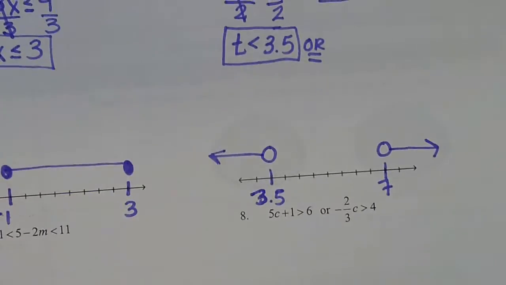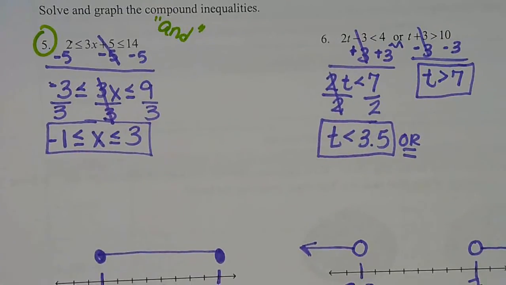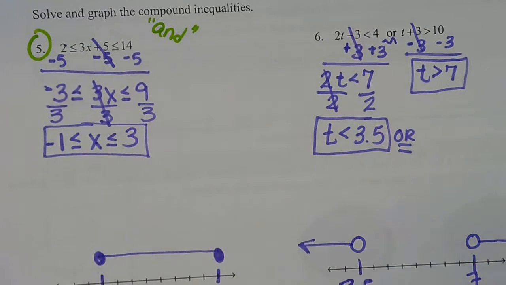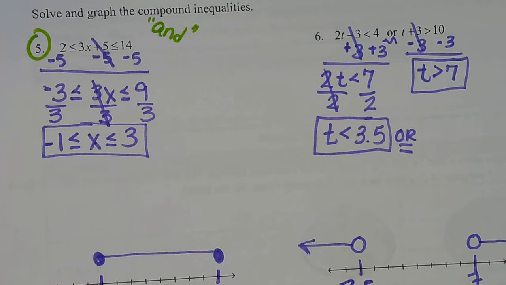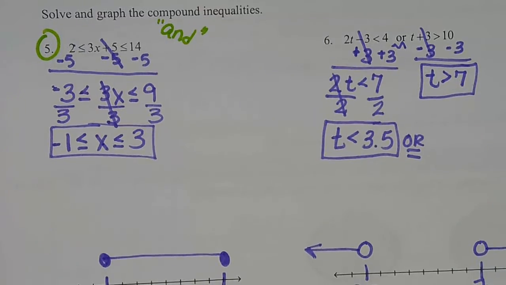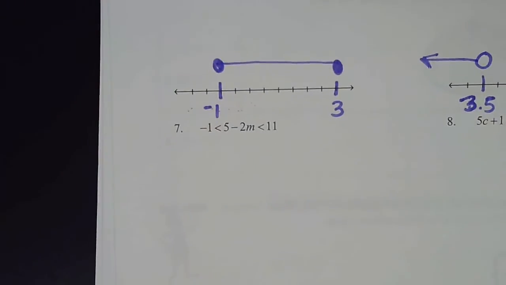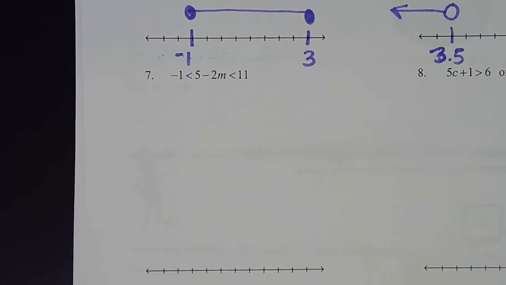So that's really what you're doing today. You're going to be solving two inequalities and then graphing them. If you can solve the inequalities, it's not too bad. It's the same thing that we've been doing, except you're doing two per problem. Let's take a look at number 7. We'll do number 7 together, and then I'll let you loose.